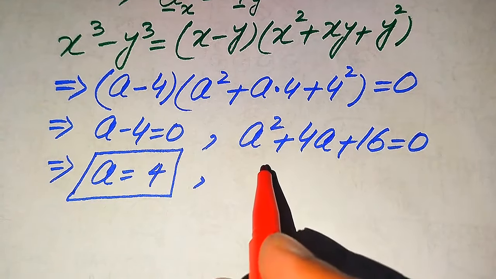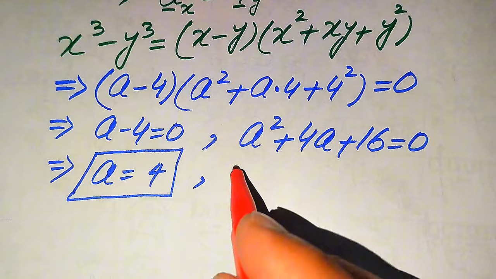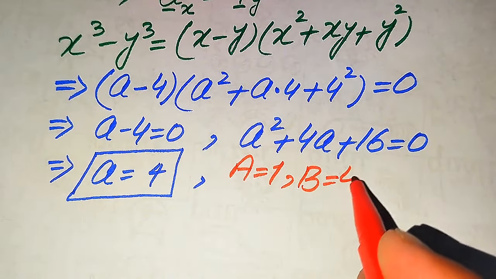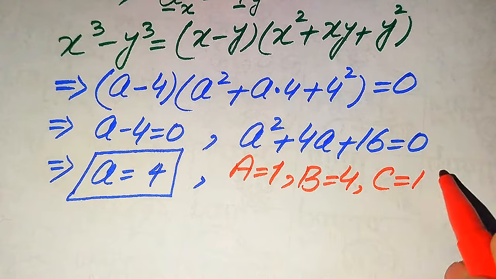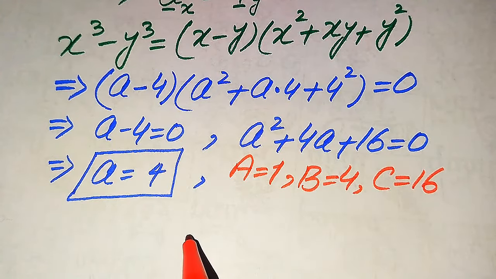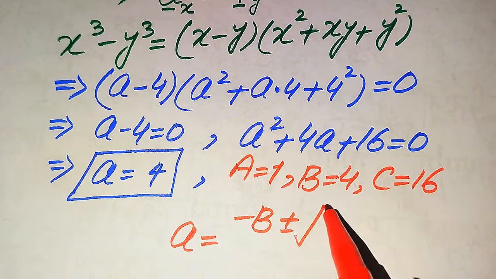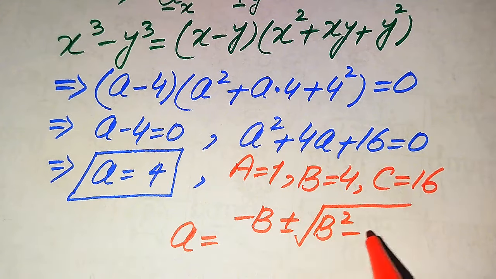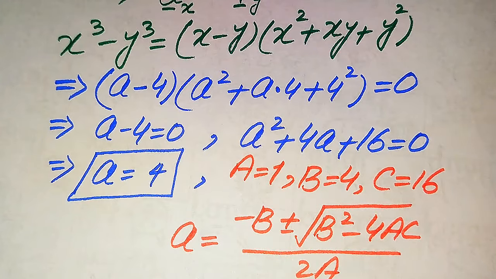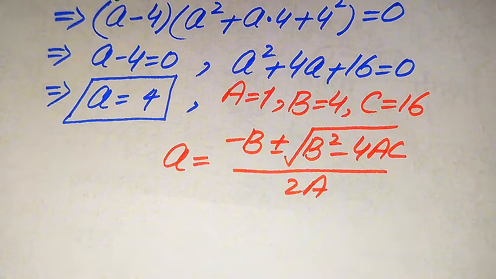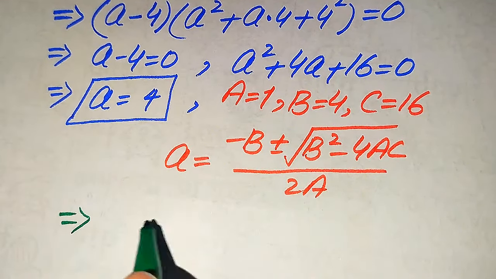So here first we need to write the coefficients of this equation, and its coefficients are capital A is equal to 1, b is equal to 4, and c is equal to 16, and we state the quadratic formula as x is equal to minus b plus minus square root of b square minus 4ac divided by 2a. So this is our quadratic formula, and now we need to substitute the values of a, b and c in this formula.